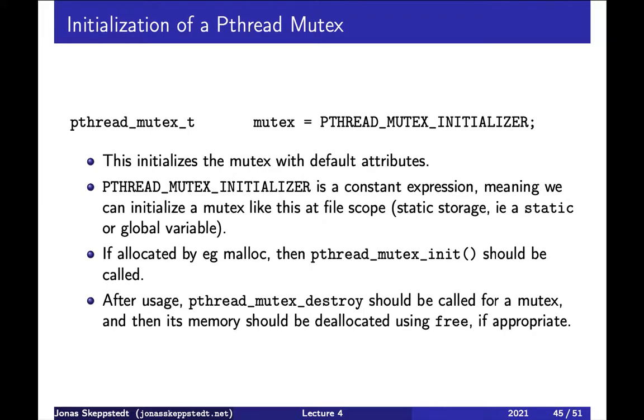And one case where you may want to have it as a global variable is if you want to protect debugging printouts with the mutex, which is a very good idea, unless you want to read confusing output. So then you can use the statement exactly like this, but maybe a better name for the mutex.